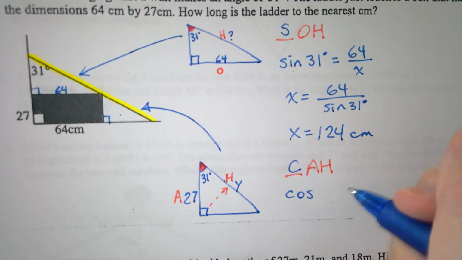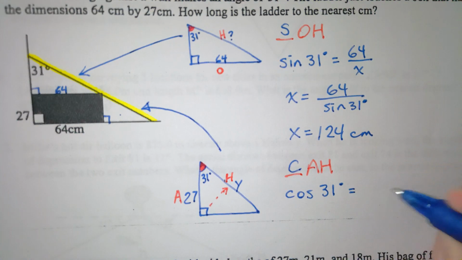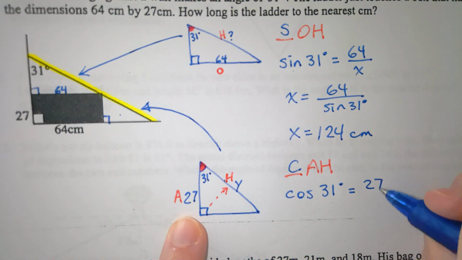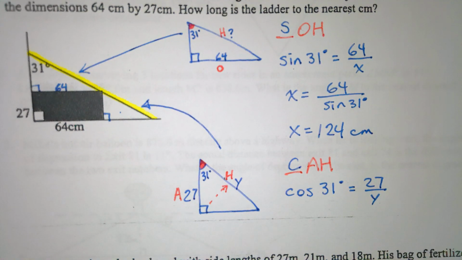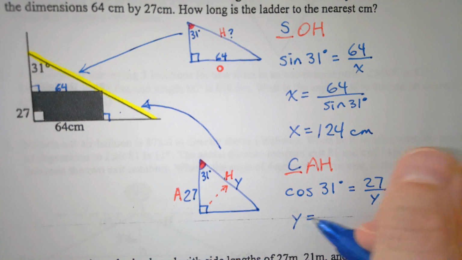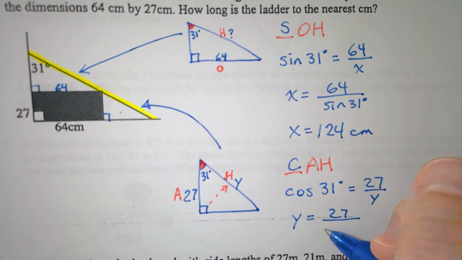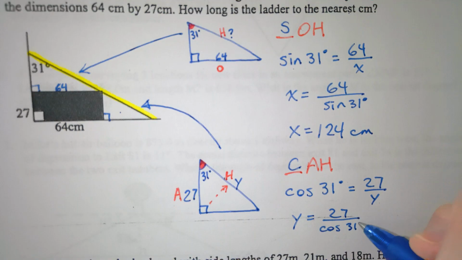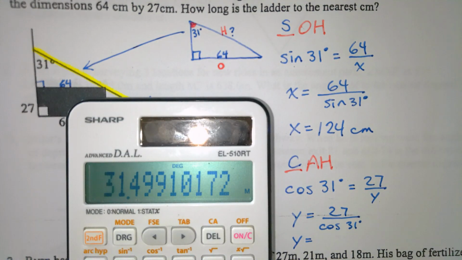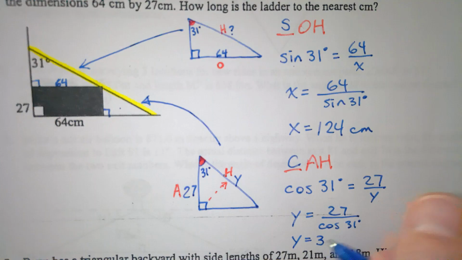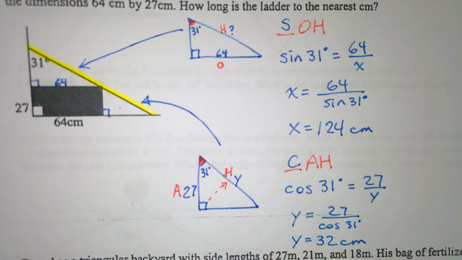So cosine 31 degrees equals adjacent, which is 27, over hypotenuse. We'll use y instead of x. Okay, the variable is on the bottom again, which means I'm just dividing. So y is 27 divided by cosine 31. Okay, so we'll round it to 32.